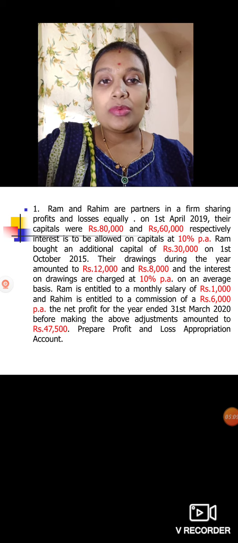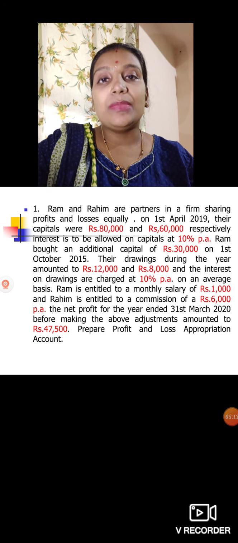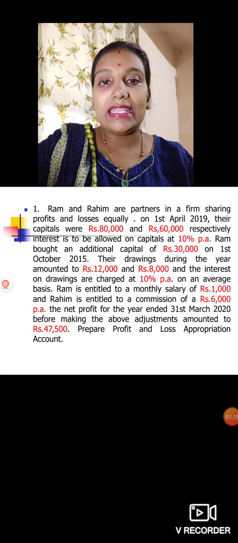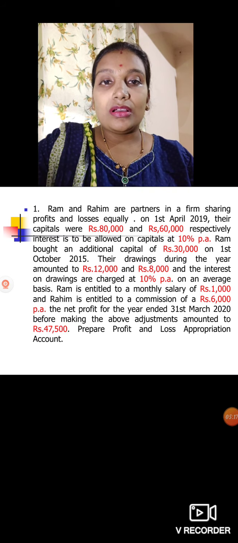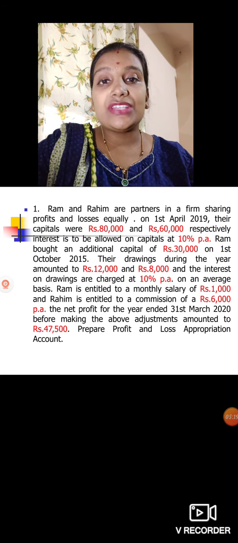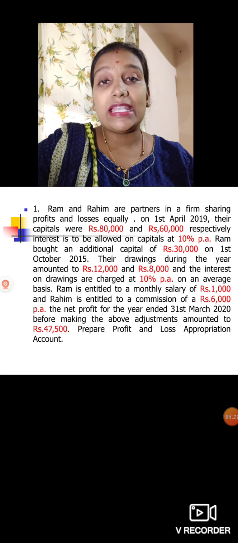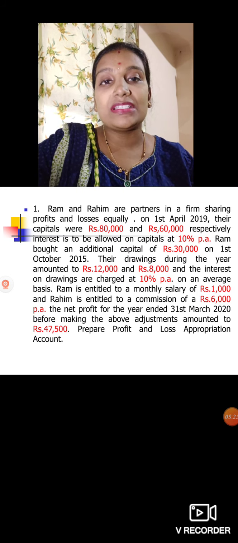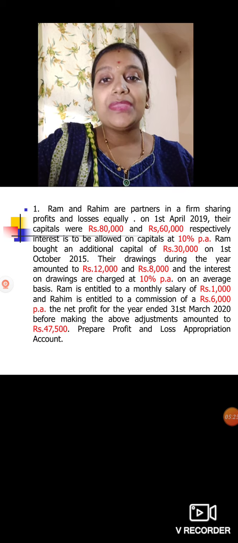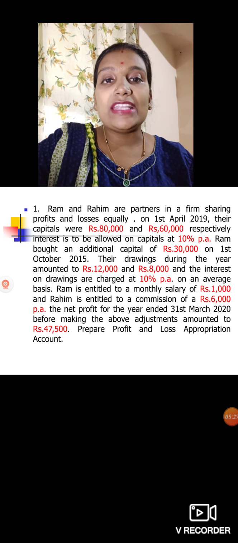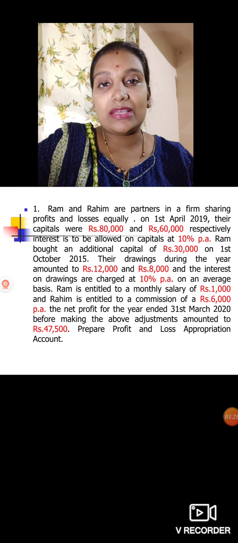On 1st October 2019, Ram brought additional capital. Make it 2019. He brought 30,000 additional capital on 1st of October 2019, not 15. So in 2019 he brought an additional capital of rupees 30,000.